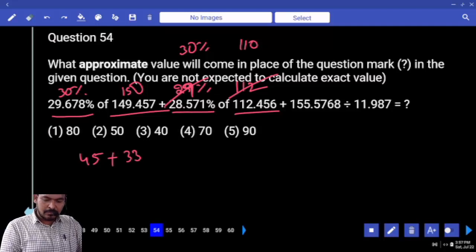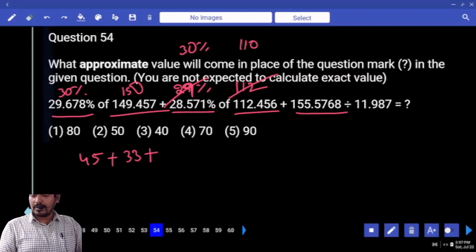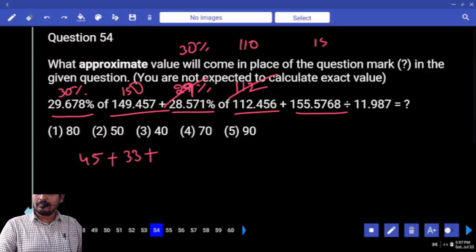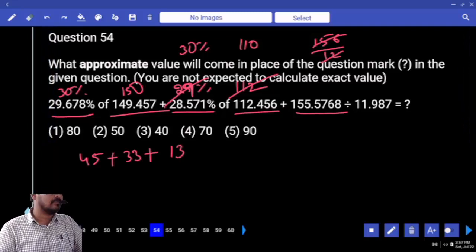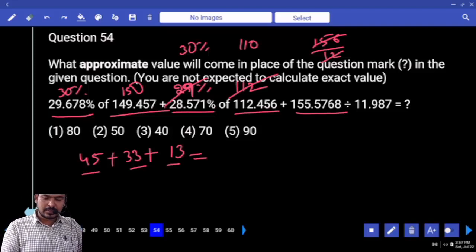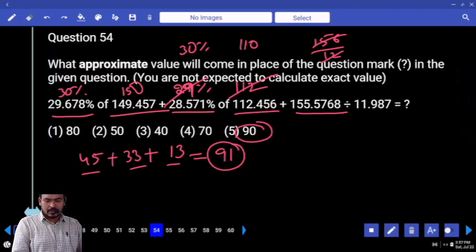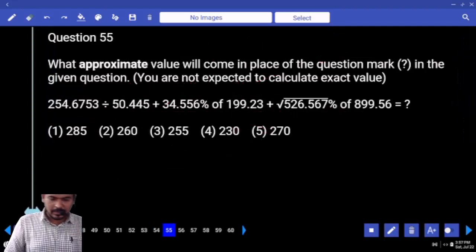33 plus 155.5768. It will be written 156 divided by 12, almost 13 times plus 13. 13 plus 33, 46 plus 45 means 91. What is the nearby value? 90. Next question number 55.